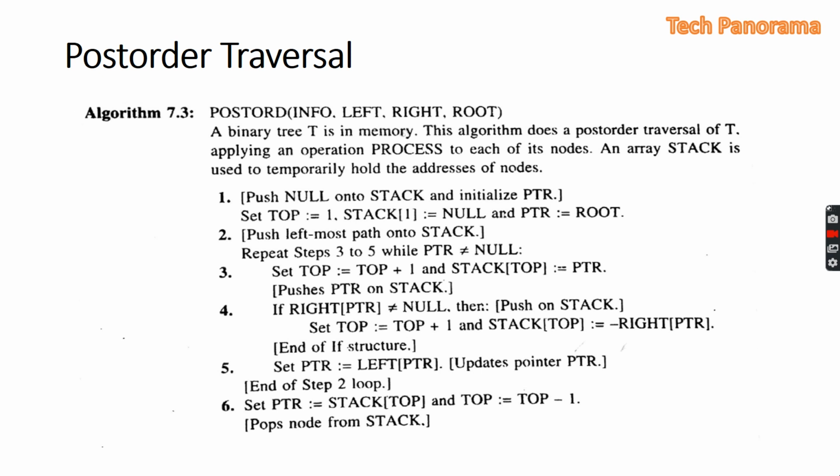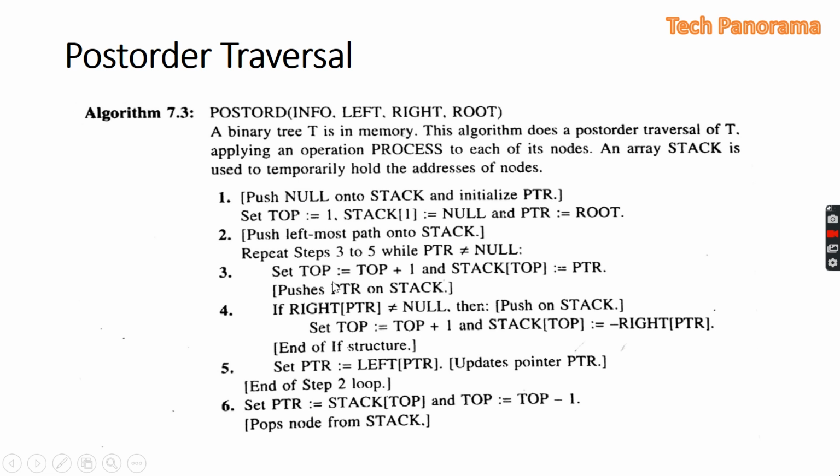Next, here is the process to be implemented. As I have explained through the example, we will follow the same procedure in the algorithm. First, we will name the algorithm PostOrder, with the list of parameters info, left, right, and root. Initially we will push the null pointer to the stack, that is top is equal to 1 and stack of 1 is equal to null, and set PTR is equal to root. Then we will move through the next steps till PTR is not equal to null.